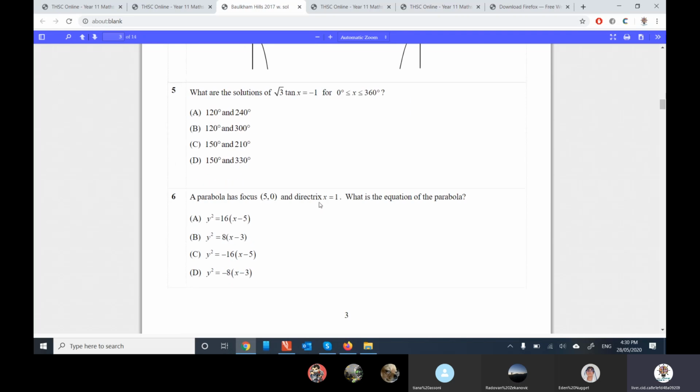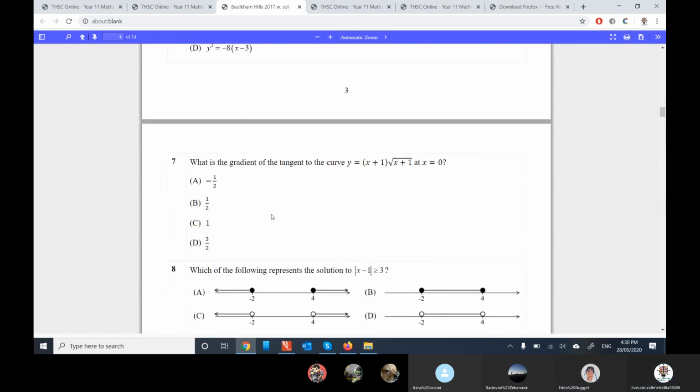Okay. Focus, directrix. These words are out of the syllabus. So if you ever see this and it says, what is the equation of the parabola? Gone. No longer in your syllabus. So focus, directrix. We've never spoken about it, so not in your syllabus anymore. Cool. Keep moving.